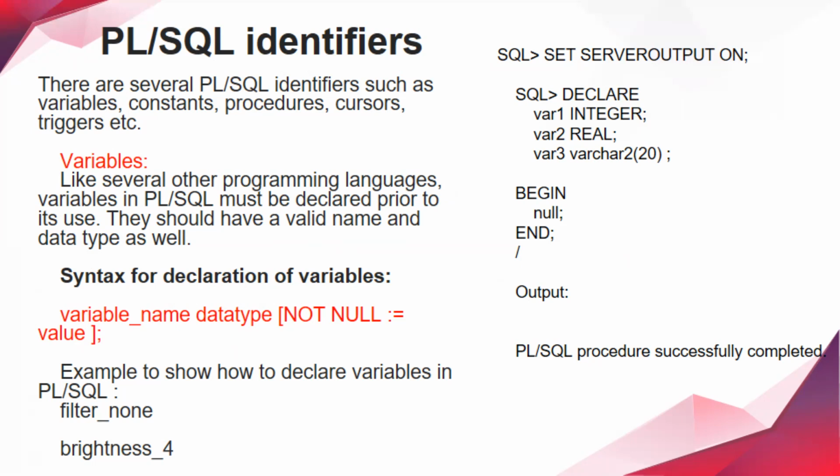On the right side, you have a program. It's a simple program showing how to declare your variable. First you have to start the program with the declare keyword. Variable 1 is declared as an integer, variable 2 is declared as a real, and variable 3 is the third variable, which is a varchar2, that means string or character, with a size of 20. Then begin, null, and end. So we complete this program just to show how you should declare the variables in the declaration part.